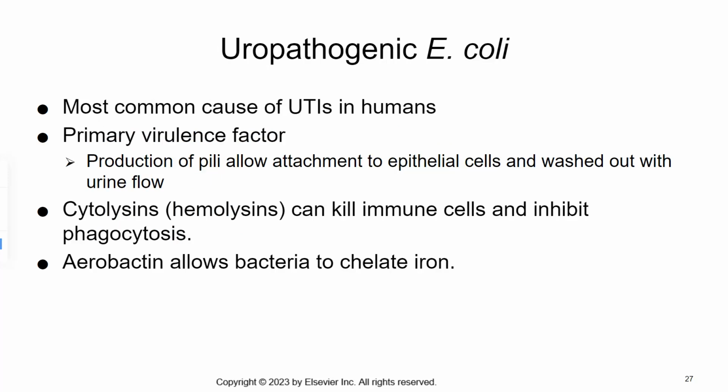Uropathogenic E. coli is the most common cause of UTIs in humans. It's primarily the E. coli that came from that person's own intestinal tract that happens to get into the urinary tract and cause infection. Cytolysins or hemolysins can kill immune cells and inhibit phagocytosis.